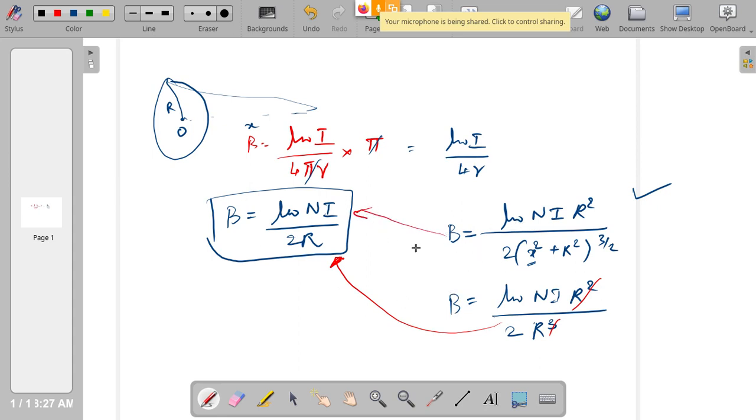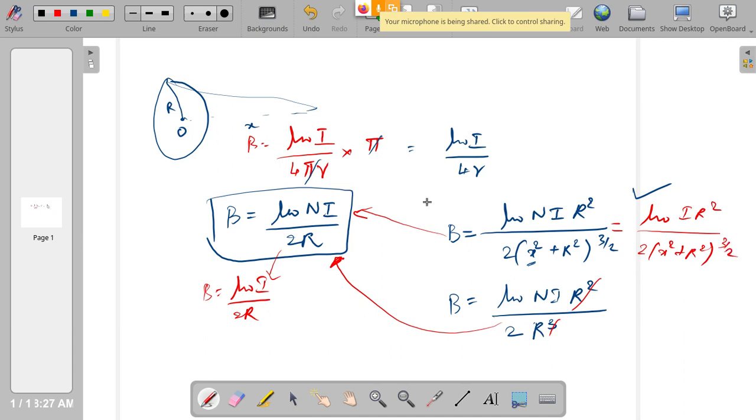If n is 1, you will get B is equal to mu naught I by 2R. Now n is some value, I don't know how many they have given, 500 maybe, 100 maybe. But if they give only 1 also, directly n is equal to 1 you will apply, so you will get to this formula. Here also same. If n is equal to 1, you will write directly mu naught I R square divided by 2 into (x squared plus R squared) power 3 by 2.